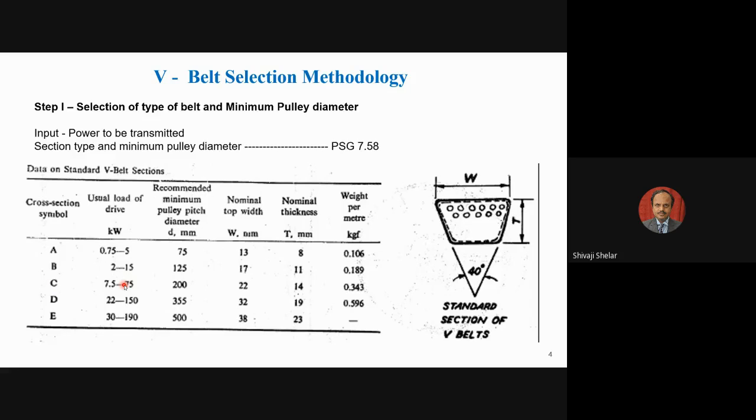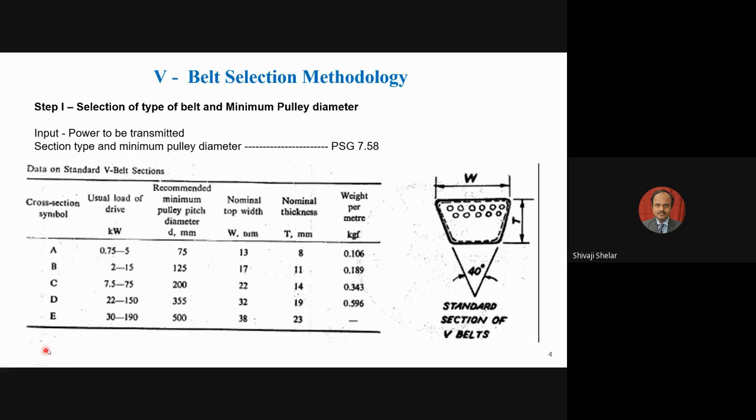So when we select the type of section, we have to see whether my rated value is on the lower side or higher side. So 10 or 12 is on the higher side, so it is better to go for C. But if it is, let's say, 5 kilowatt, it is lower, so we can go for section B belt here for 5 kilowatt rated power. Okay, so the first step is to determine the type of section and the minimum pulley diameter. So these two columns you need to read properly, and this pulley diameter you have to select here.